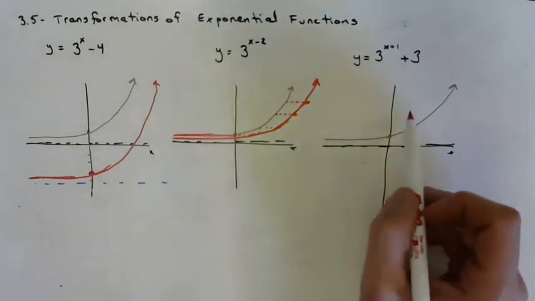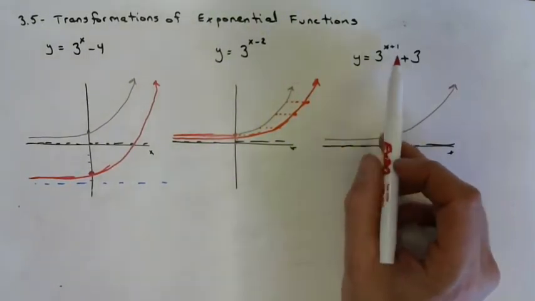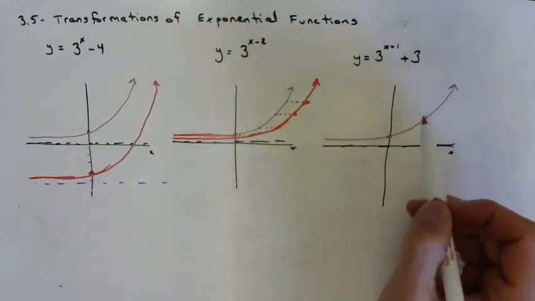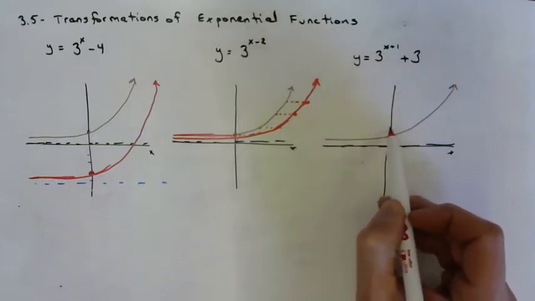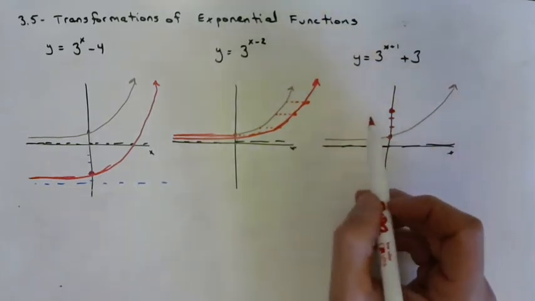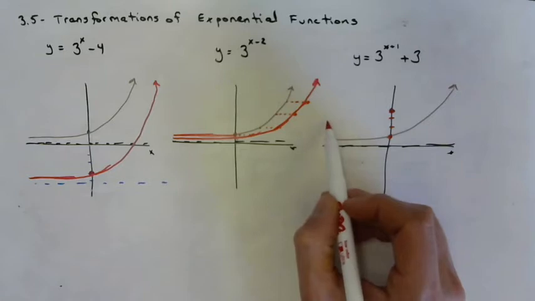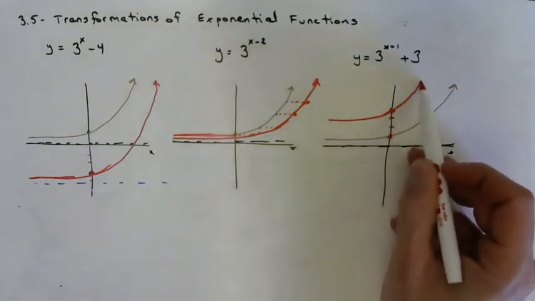Good. What about this one? It's going to go to the left 1 and up 3. To the left 1, pulling every single point over, and then up 3. So instead of going through 0, 1, we're going to go through 0, 3, and pulling it to the left. So it's going to start curling up a little bit earlier. And it's going to look something like this.